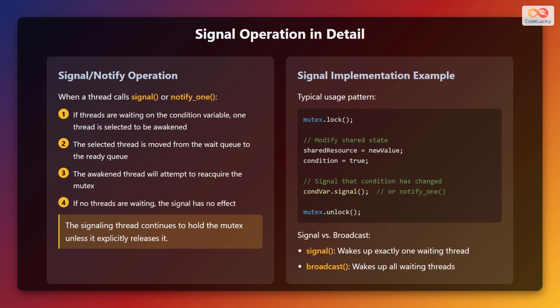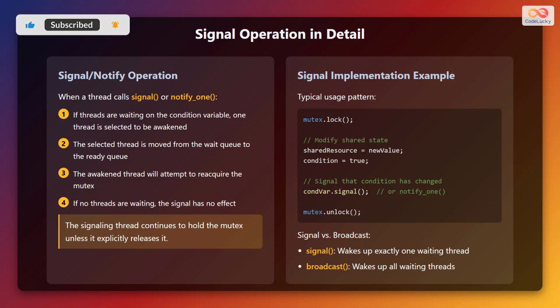Signal operation in detail. Let's dive deeper into the signal operation, exploring the sequence of events that occur when a thread invokes this operation on a condition variable. When a thread calls signal or notify one, these are the steps involved. Step 1, if threads are waiting on the condition variable, one thread is selected to be awakened. Step 2, the selected thread is moved from the wait queue to the ready queue. Step 3, the awakened thread will attempt to reacquire the mutex. Step 4, if no threads are waiting, the signal has no effect. The signaling thread continues to hold the mutex unless it explicitly releases it.